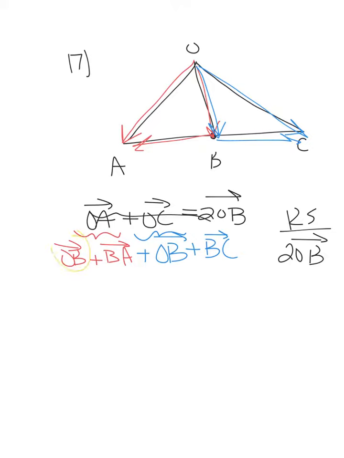I do have some like terms here. I've got 2OB, and this is exactly what I want on the right-hand side, but I do also have some extra information here. I've got this BA and this BC, but I know that point B is the midpoint of AC, and I know that they're collinear, so BA plus BC is the 0 vector.